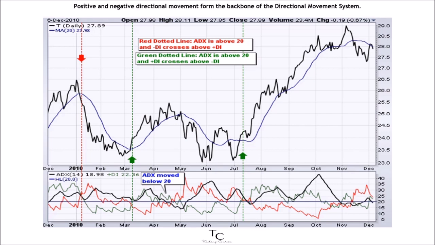to stocks. Positive and negative directional movement form the backbone of the directional movement system. Wilder determined directional movement by comparing the difference between two consecutive lows with the difference between their respective highs. The plus directional indicator, plus DI, and minus directional indicator, minus DI, are derived from smoothed averages of these differences and measure trend direction over time.